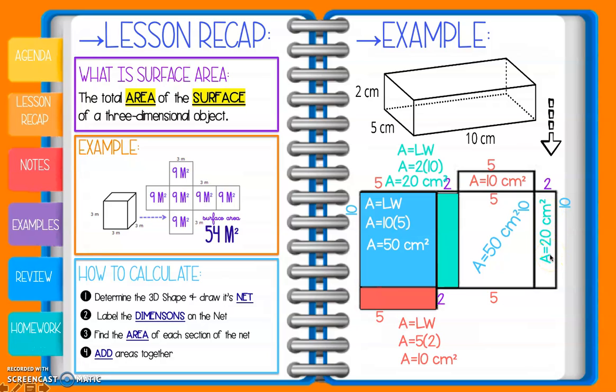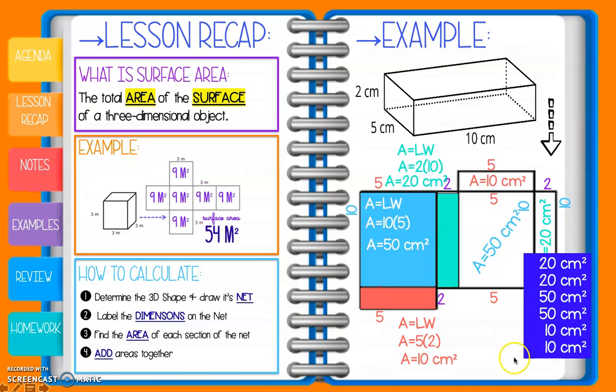Now, to get the total surface area, we're just going to take all of these and add them up. So I had 20 for my little tiny sides.